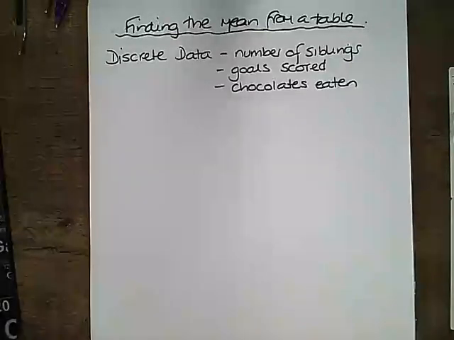Continuous data is data you measure using a measuring instrument, like a length or a weight, and depending on the accuracy of your measure you can go to a number of decimal places for that. But we're going to look at discrete data in this video.